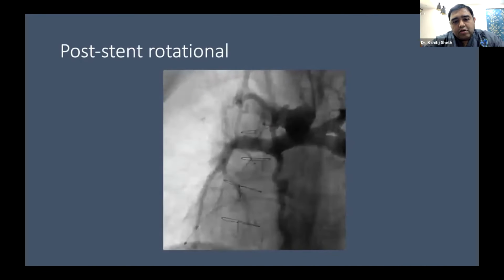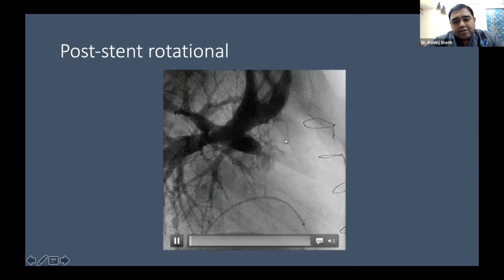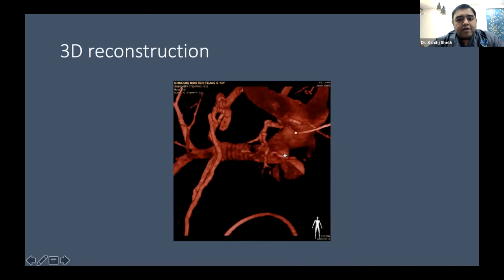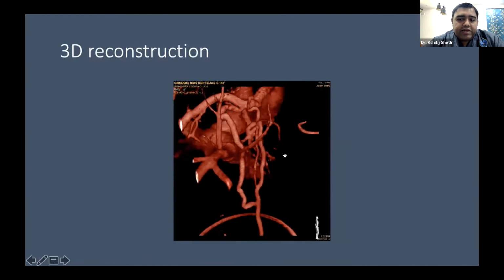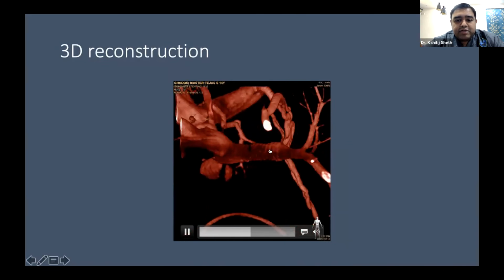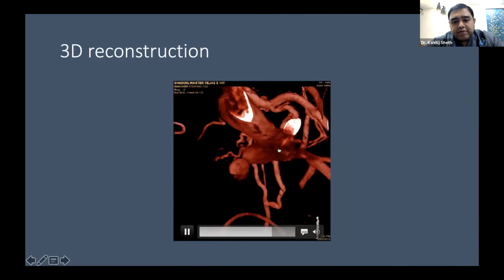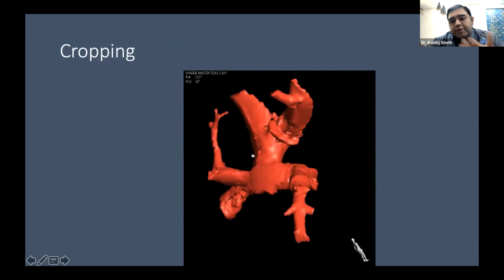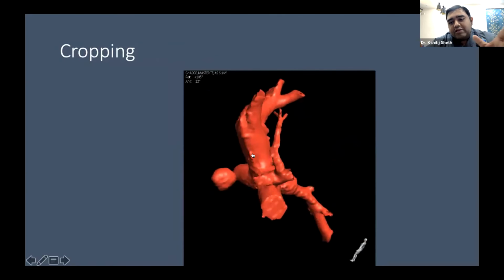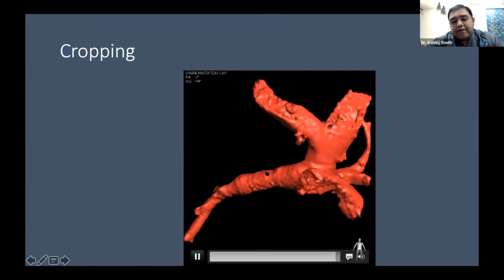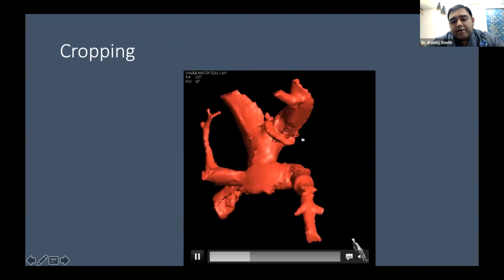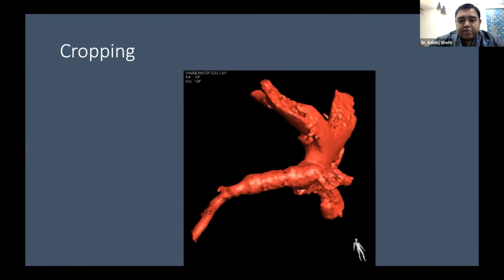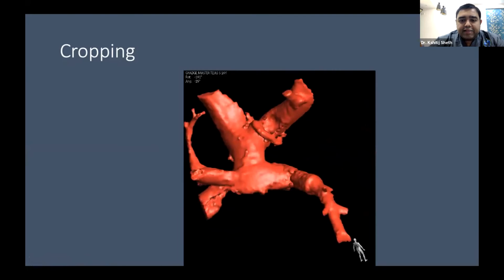You can see that the segment is wide open. The stent struts are well seen. There is no fracture, and you can see it in various planes. Similarly, on 3D reconstruction, you can see the stent struts over here, which are very well seen. And you can post-process and crop it further to remove all the unnecessary structures. This is how it finally looks, just the right pulmonary artery with the stent inside. So it is basically a software-driven thing, and you can do all of this in the cath lab.